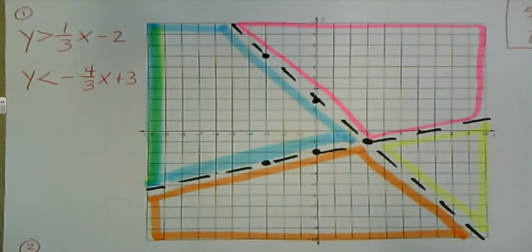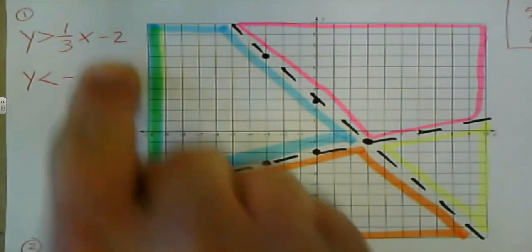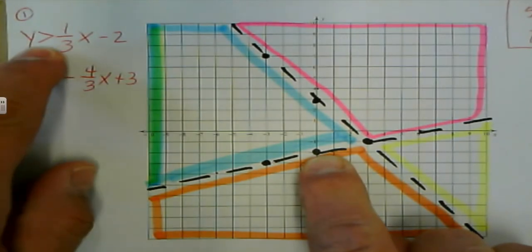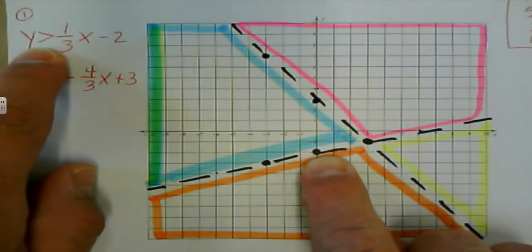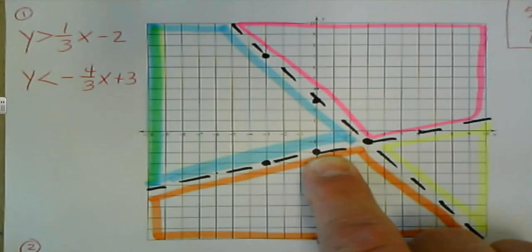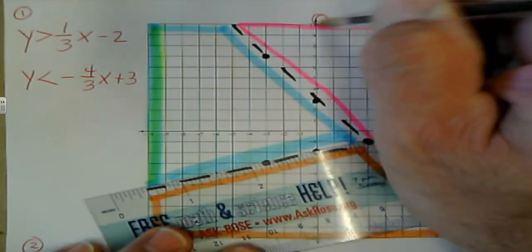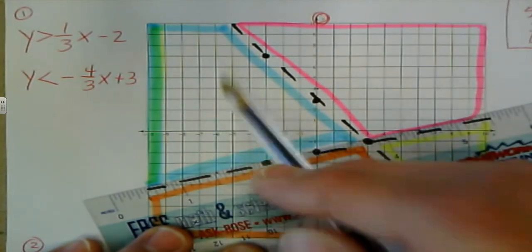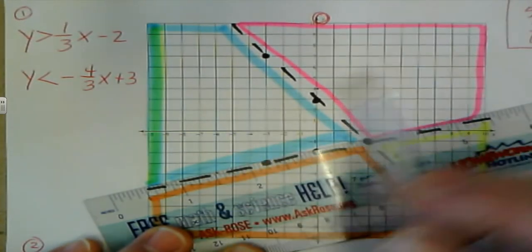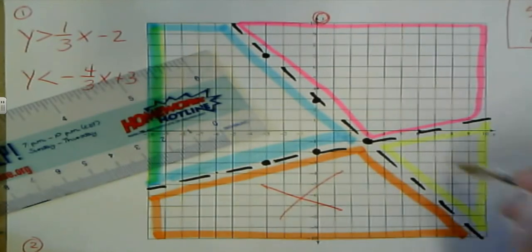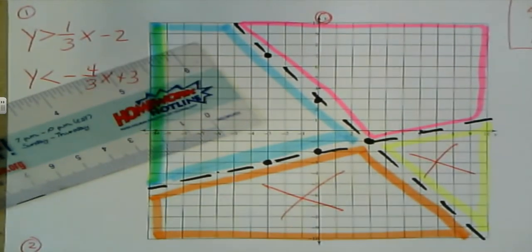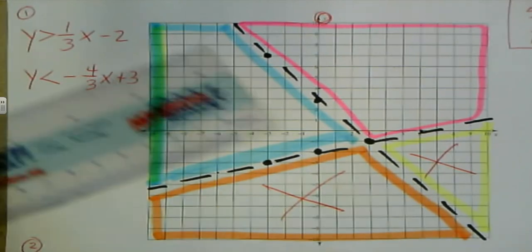Let's take the first line. I know the one at -2, which is this line. Does it say greater or less? It says greater, and the greater, if we look at that, is right there. So it's one of these 2 spaces, right? Not this one and not this one. I want you to cross those out. I want to see that on your paper that you're crossing them out.